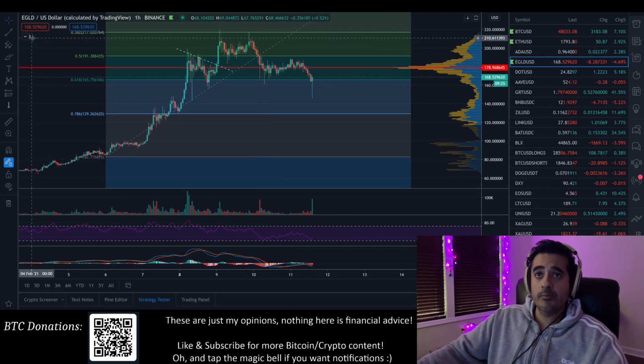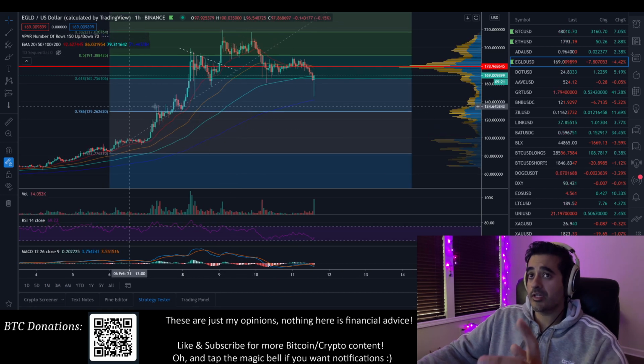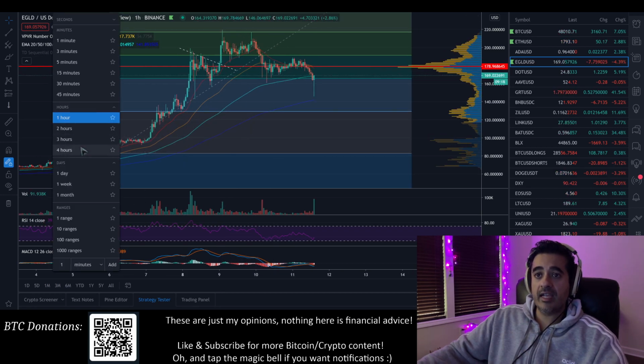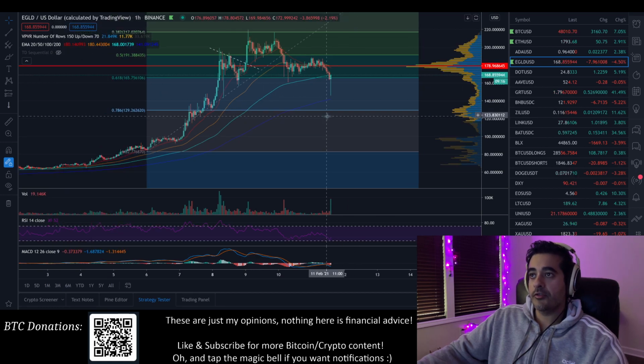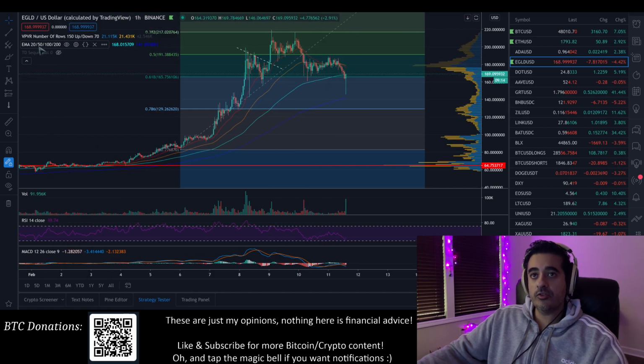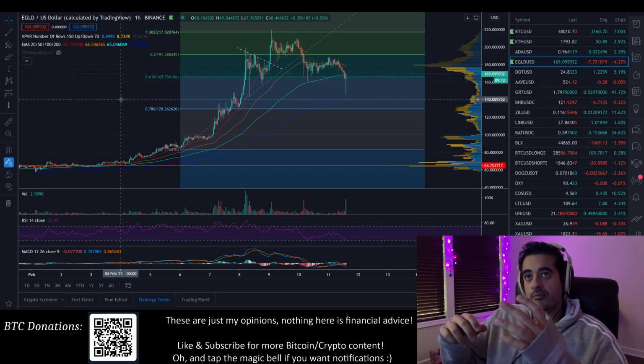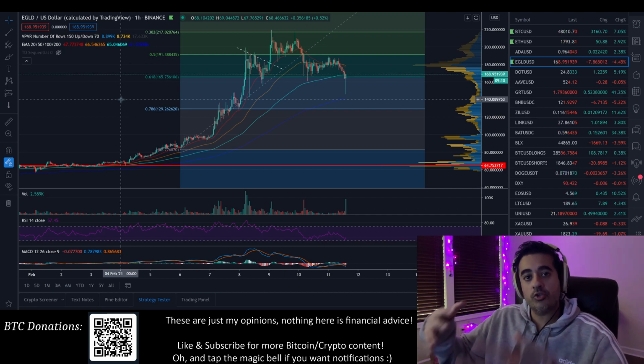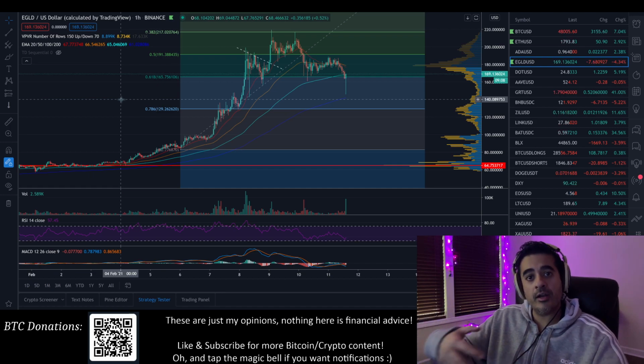Now what we want to look at is the moving averages. The moving averages are super important as well, and we'll also look at the TD sequential. So we're going to look at the moving averages on the 4 hour. Well, first of all, if you look at the moving averages on the 1 hour, right now we're looking at the exponential moving averages. They're going to be different on every time frame.